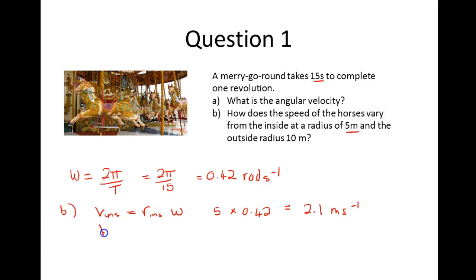I can do the same on the outside, so V out is R out times omega, so that's 10 meters times 0.42 radians per second. I'm not putting the units in here, which comes out at 4.2 meters per second. So if we go back to the original question, how does the speed of the horses vary from the inside to the outside, we can see that the speed on the outside is double.